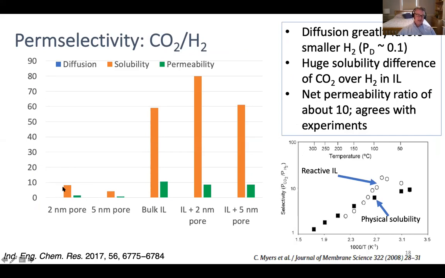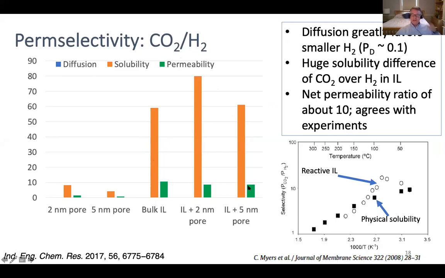You see a little bit of selectivity in solubility in the pores, but you really don't see any separation in the empty pores. You see huge differences in solubilities of CO2 over hydrogen. CO2 is much more soluble in the ionic liquid than hydrogen is, but because the diffusivity of hydrogen is 10 times faster, when you take the product, you get back down to about a permeability ratio of 10, okay?